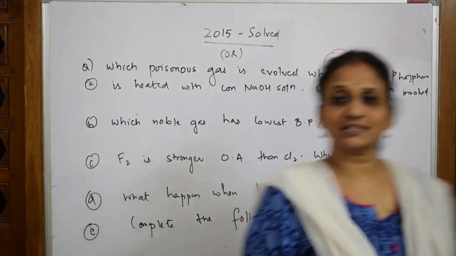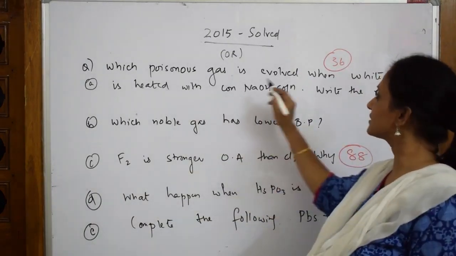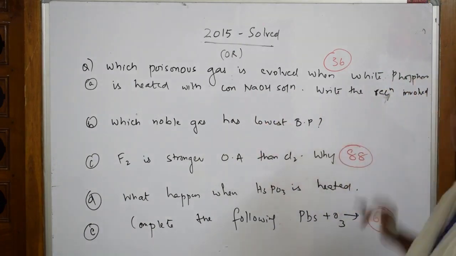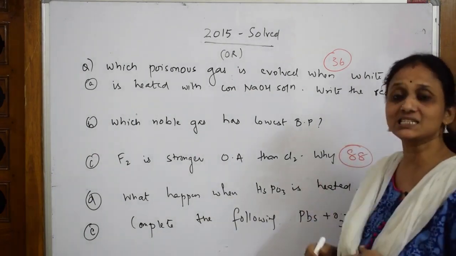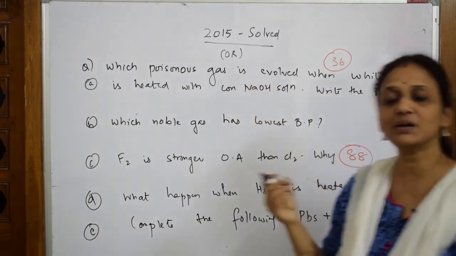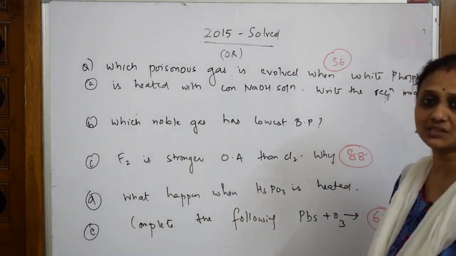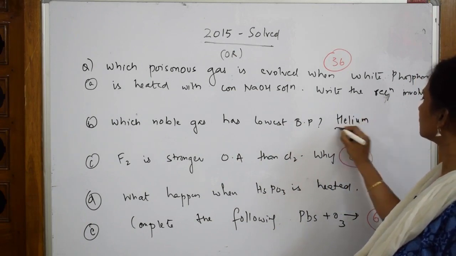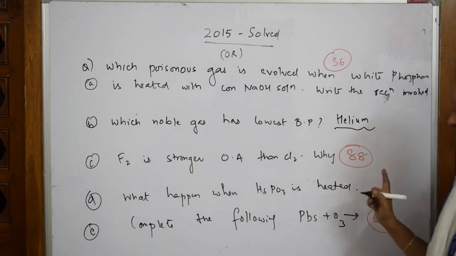Right, let's come back and see part B. That is a choice question of the 2015 paper. What do they give us? Which poisonous gas is evolved when white phosphorus is heated with sodium hydroxide, and write the reaction, they said. Basically I did this in video number 36. The poisonous gas which is released is phosphine. So please watch that video. I've clearly explained every reaction step by step. So phosphine is a poisonous gas. Watch that video, video number 36. So which noble gas has the lowest boiling point? Helium. This is understood. Then F2 is a stronger oxidizing agent than chlorine. Video number 88, I did that.